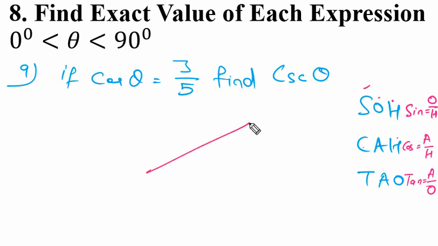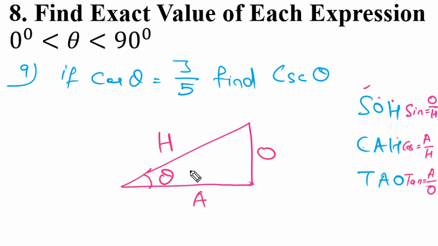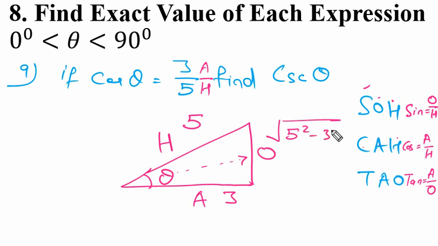So let me just roughly draw a triangle here. Now let's say this is your theta angle. So this will be your opposite, this will be your adjacent, and the hypotenuse. Opposite to this theta is always the opposite. Now cos is what? Adjacent over hypotenuse. So this is 3, this is 5. How will you find the opposite? Square root of 5 squared minus 3 squared, right? And that will give you how much?